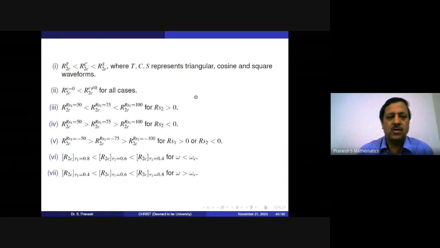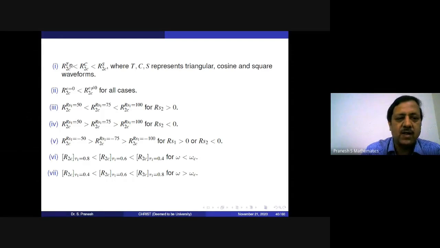Now R2C is for this; T is for triangular. We have 4 types, different types. We have taken non-sinusoidal and sinusoidal. Only 3 results we got, because triangular and sawtooth coincide in this problem here. So we observe from the figure that R2C of T represents the triangular waveform, C for cosine, S for square. We observe that the system is more stable in the case of the square wave and less stable in the case of the triangular wave.